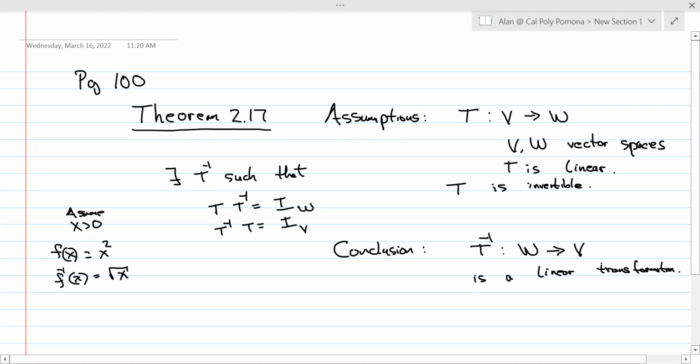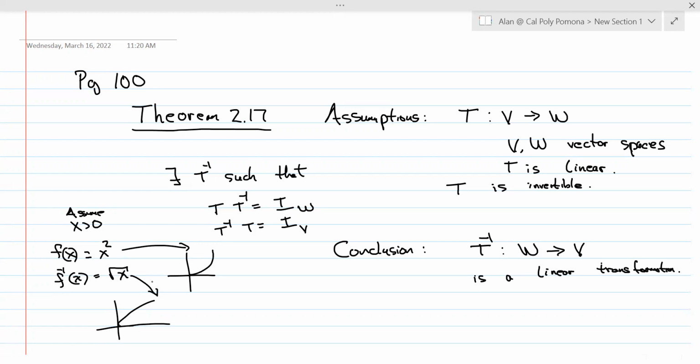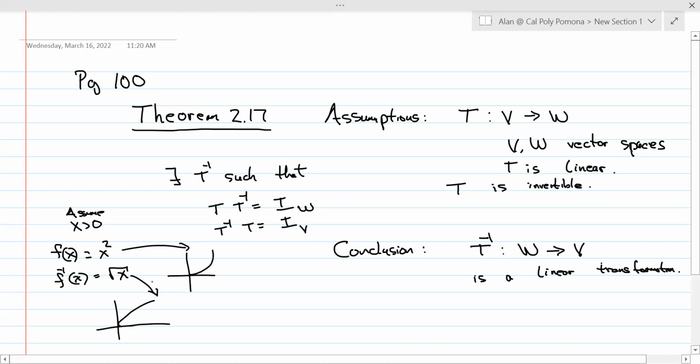Okay. This function looks like a parabola on the right side, because we assumed x is positive. And this one over here is sort of a parabola on its side. That's how the square root function looks. So this one looks like this, and this one looks like this, but neither one is linear. One is the inverse of the other. So if you take the square root of x squared, you'll get x. And if you square the square root of x, assuming x is positive, you'll get x.